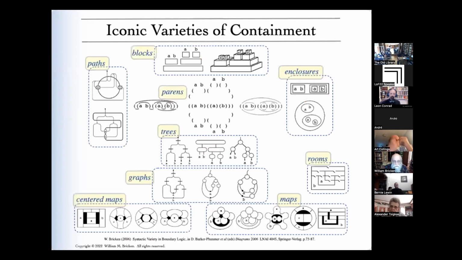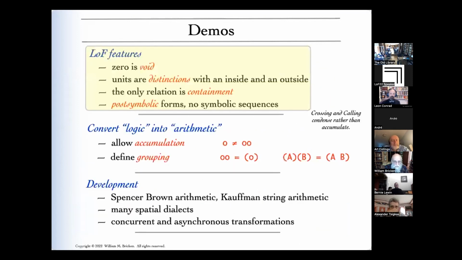And iconic forms also have many physical and spatial dialects. There's enclosures like Spencer Brown's mark. There's physical blocks and trees and graphs and maps and rooms and paths. And so for our first demo, like the laws of form, there's no zero, empty distinctions are units, containment's the only relationship, and unlike text and speech, we're not constrained to sequential communication in time as well as in space.